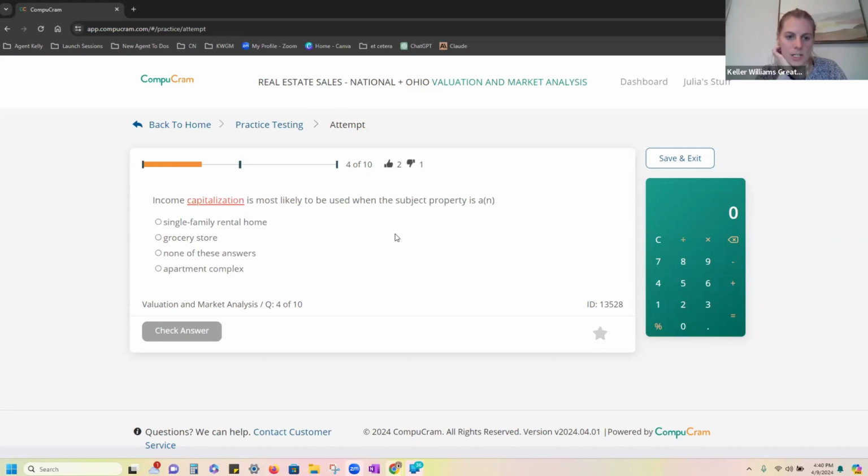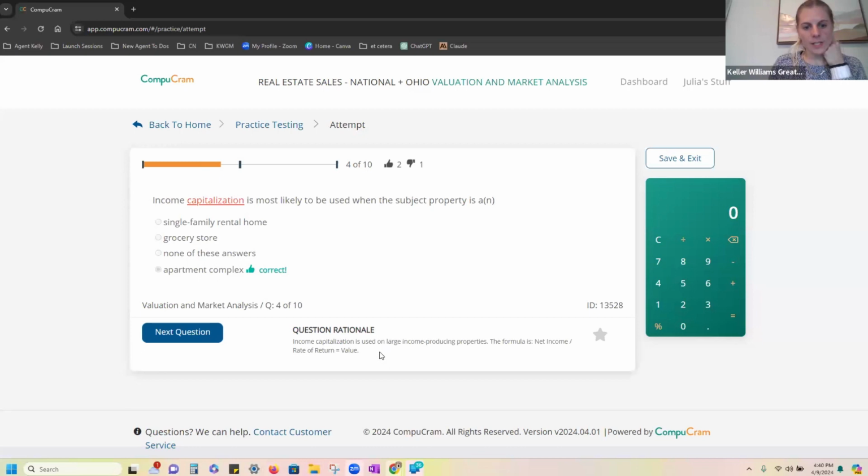Income capitalization is most likely to be used when the subject property is A, single family rental home, B, grocery store, C, none of these answers, or D, apartment complex. D, apartment complex? Correct. Good job. Is exactly right.